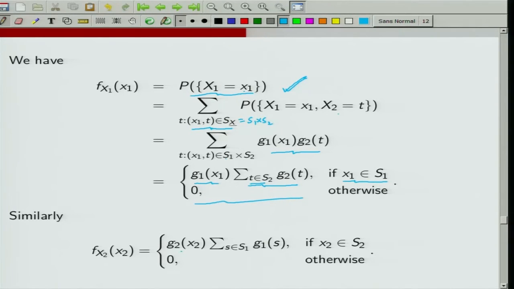Similarly, fX2(x2) would be g2(x2) times the summation over s belonging to S1 of g1(s) if x2 belongs to S2, and 0 otherwise. So, I look at the product of the two.